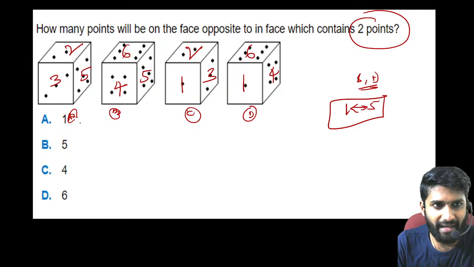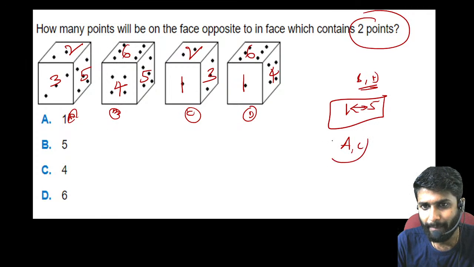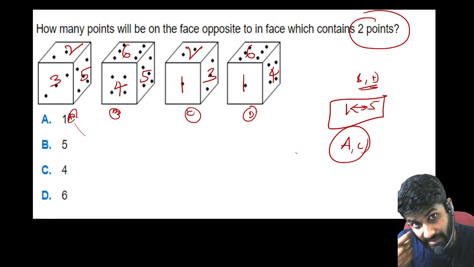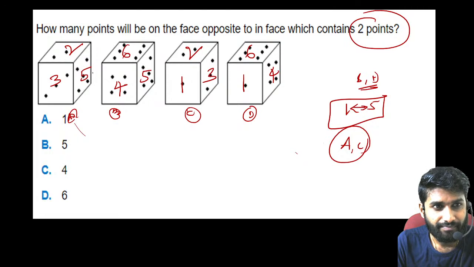Next one, you just compare A and C. If you compare A and C, again, what is common? 3, 2 is common, which means 1, 5 is opposite. Again, 1, 5 is already decided. Okay, 1, 5 is the common. Clear? And next one, you just compare any other.